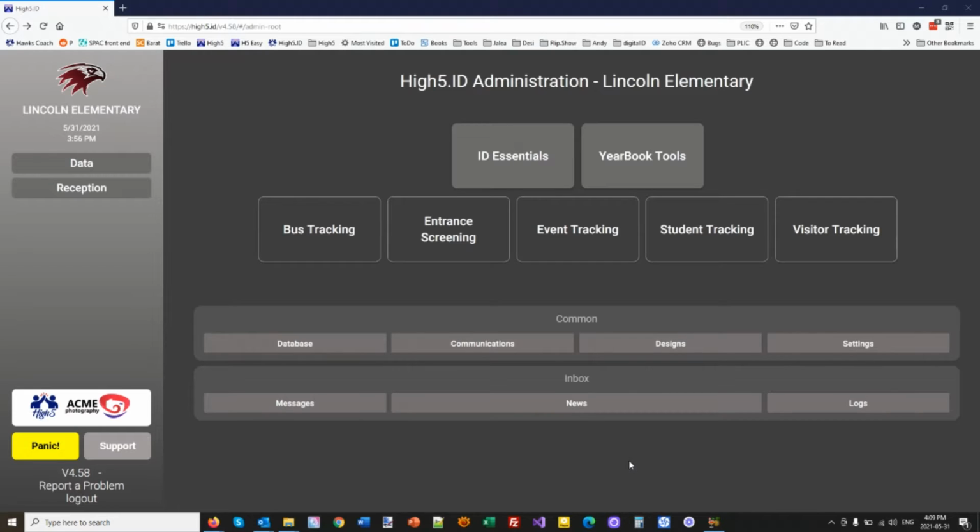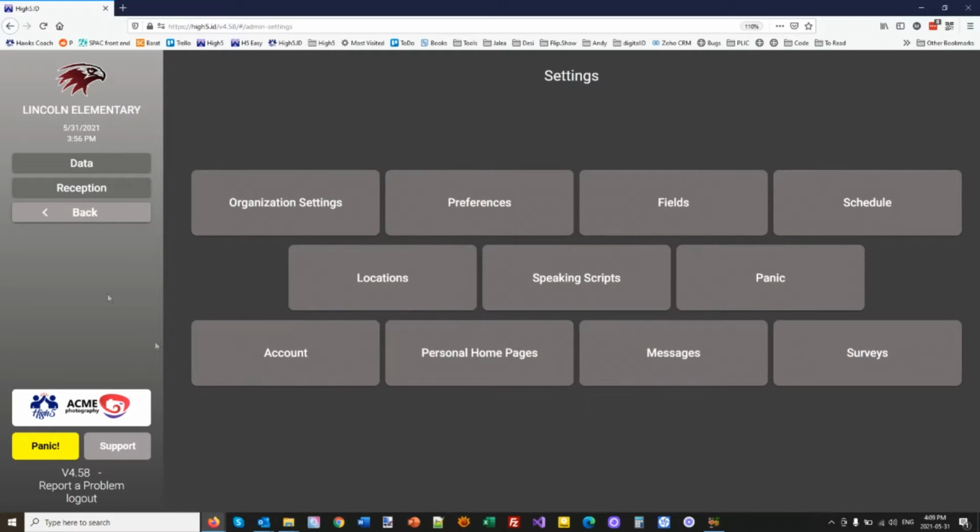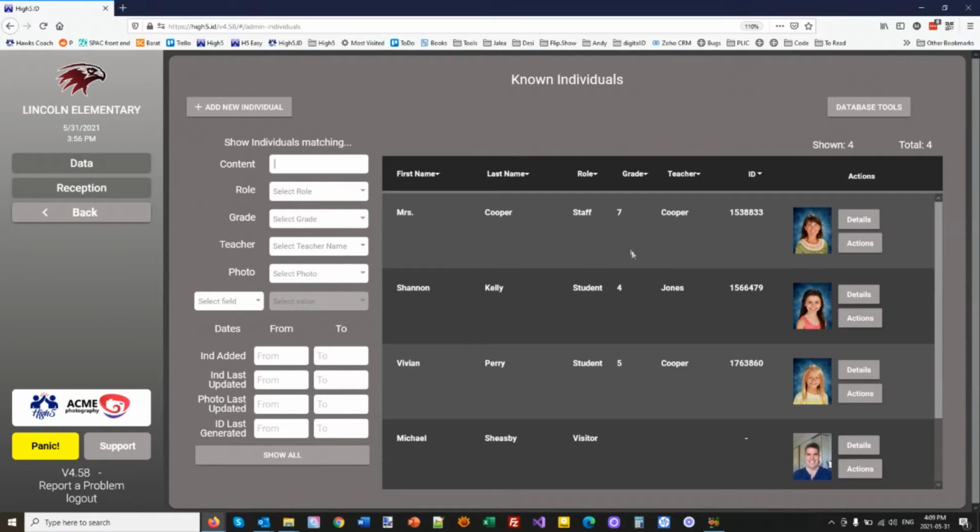So High5 gives you tools to manage that database turnover process, and it looks like this. You go into the settings area. Actually, before I start, let me just show you around the database. This is a very simple toy school. It's got one teacher, Mrs. Cooper. There's a kid in her class in grade 5, so she's about to graduate from the school. She's in Miss Cooper's class. There's another kid in a different class, grade 4, and a single visitor who is not a parent or a guardian to anybody at the school.